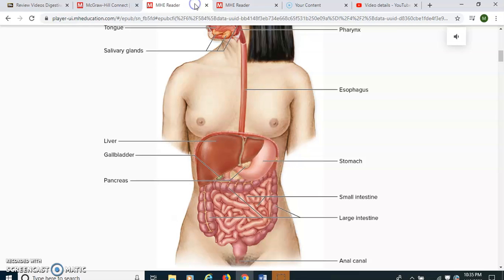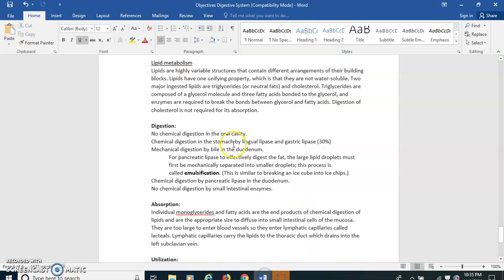So that's what's going on with our digestion. Now there's no lipase produced by the small intestine like there was for the carbohydrates and the protein. So it's just the lingual lipase, gastric lipase, and pancreatic lipase. And then of course the bile helps with mechanical digestion, which is called emulsification. So that's our digestion of lipids.